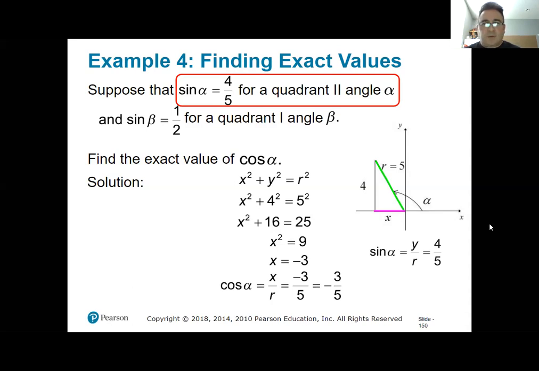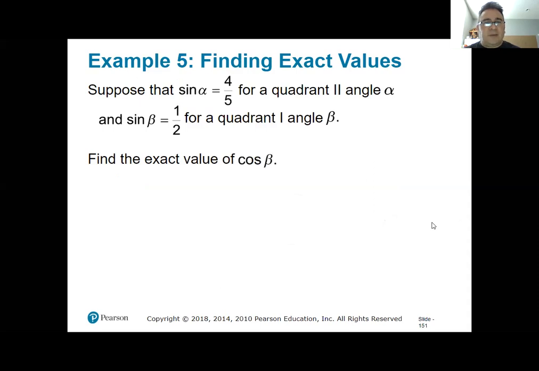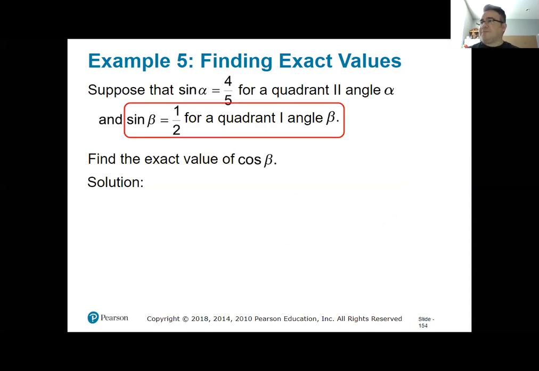Let's move on. So notice the statement is the same here, but now they want us to find the exact value of cosine of beta. So that's your next problem. Which part of the statement do we want? Do we want to know anything about sine of alpha or sine of beta? We want to know about the sine of beta, because we're talking about angle beta. So we need that part of the statement.